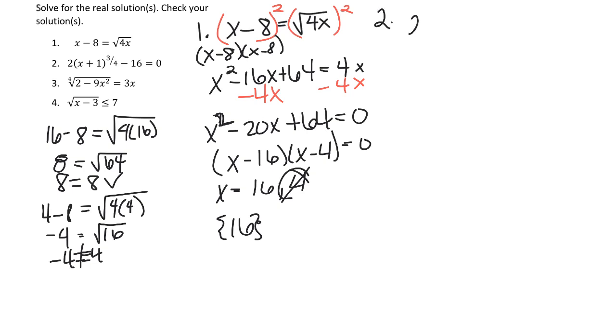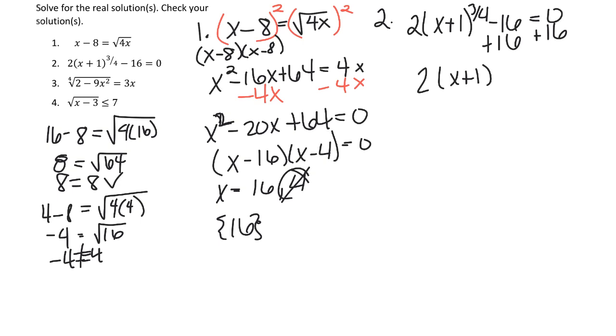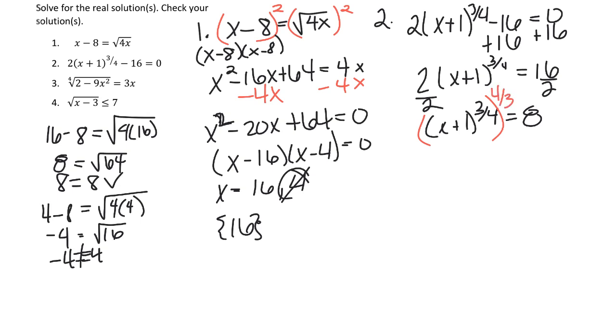Number 2, 2 times x plus 1 to the 3/4 power minus 16 equals 0. We'll add 16. 2 times x plus 1 to the 3/4 power equals 16. Divide by 2 because we want to get the parentheses by itself. And so that equals 8. And we're going to raise it to the reciprocal power when I have a fractional exponent, so that's 4/3.